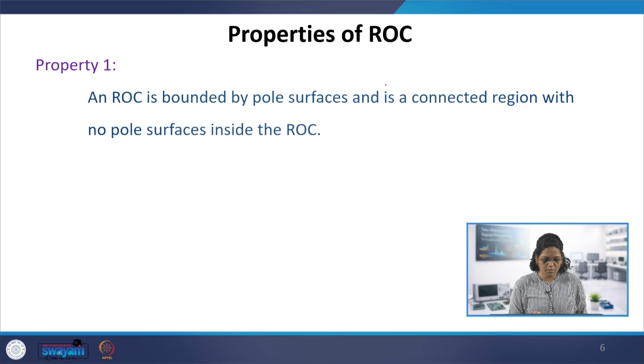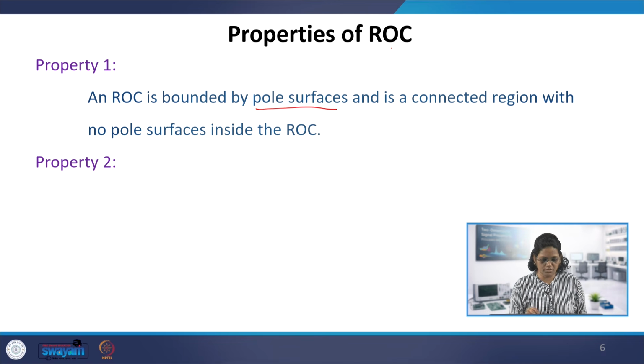If we take property 1, the ROC is bounded by pole surfaces here. This we have learned already in the case of 2D. It is not poles alone, as in the case of 1D. It is bounded by pole surfaces and is a connected region with no pole surfaces inside the ROC. Like in 1D, no pole is inside the ROC, so the pole is excluded. Similarly here in 2D, the pole surfaces are not included in the ROC.